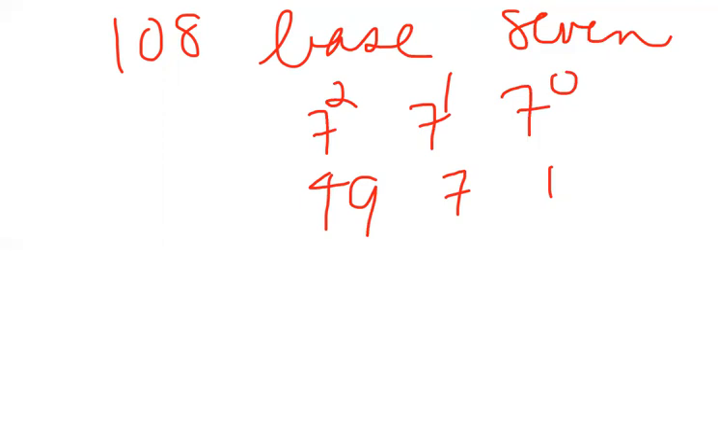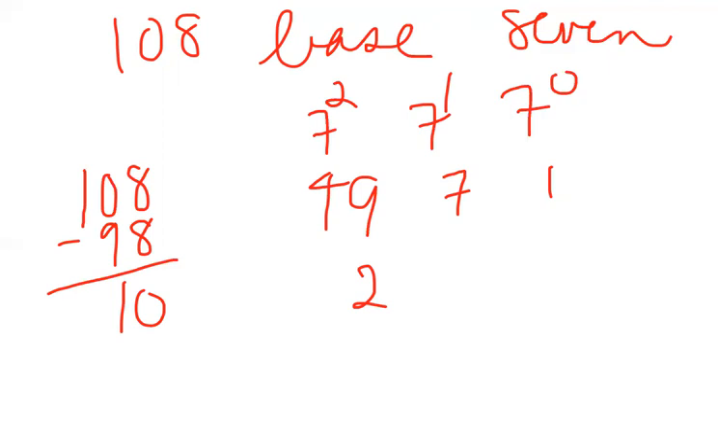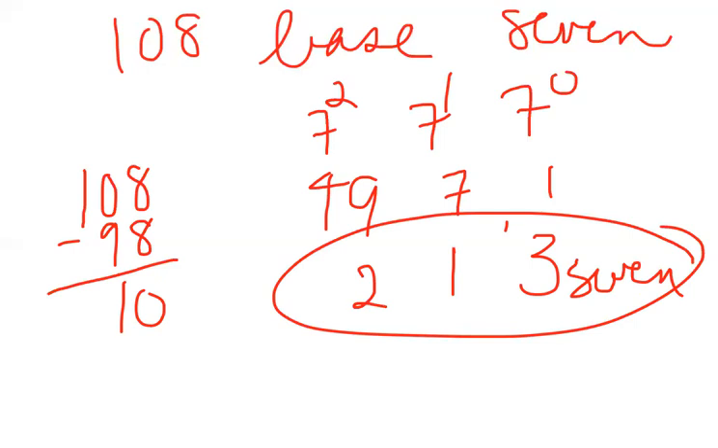Start with the largest one, in this case 49. How many 49s are in 108? There are 2 of them. 2 times 49 is 98. If you subtract 98 from 108, that leaves you with 10. Now you have to create the 10 using the 7 and the 1. How many 7s are in 10? 1. With what left over? 3. And there's your answer, guys: 2, 1, 3 in base 7.